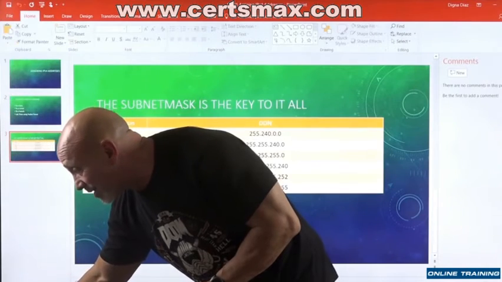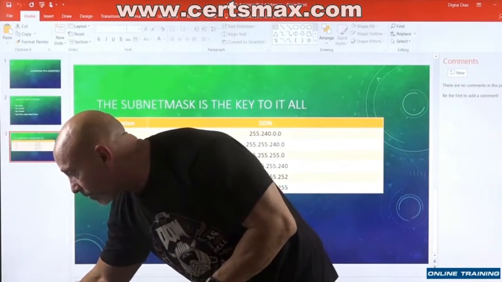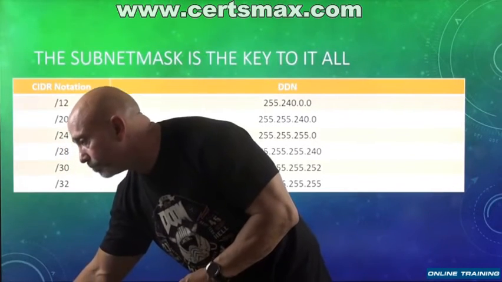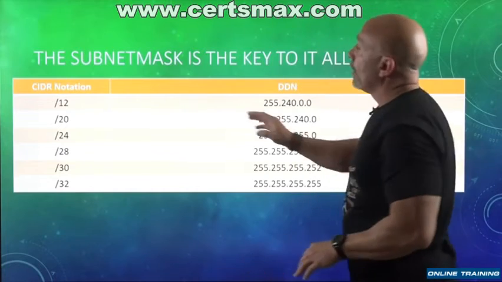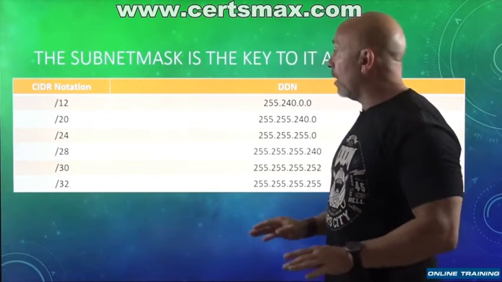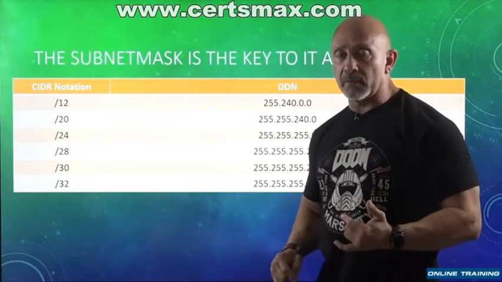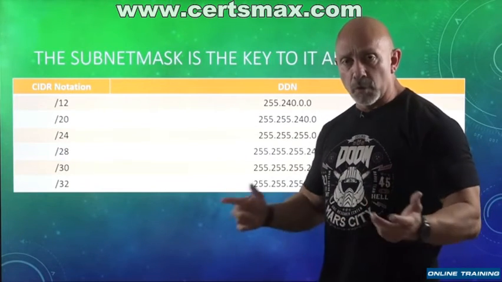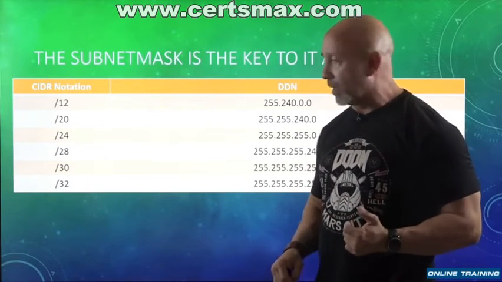Okay. All right. So with that said, what I'm going to do is I'm going to go here because I want to show you this. Okay. All right. The subnet mask is the key to it all. It's the key to it all. It's going to tell you what your network ID is going to be. It's going to tell you what your range of usable addresses is going to be. It's going to tell you what your broadcast is going to be.